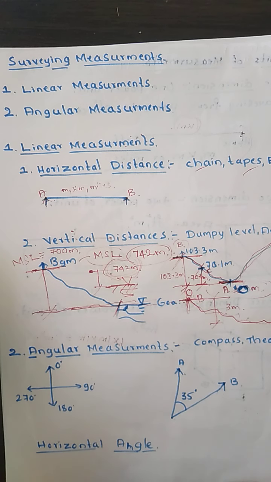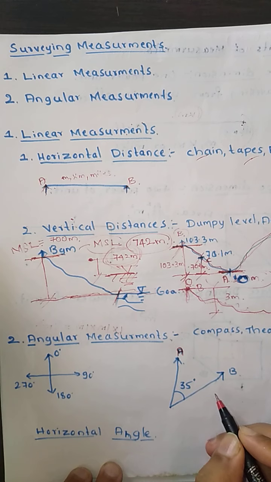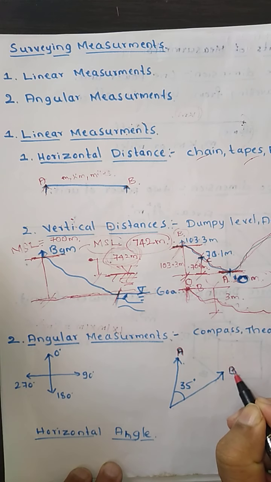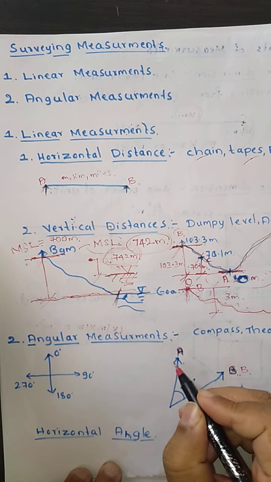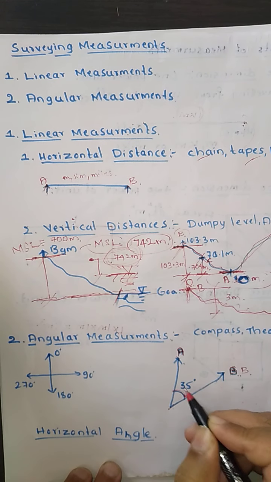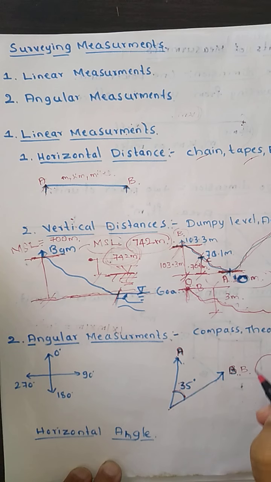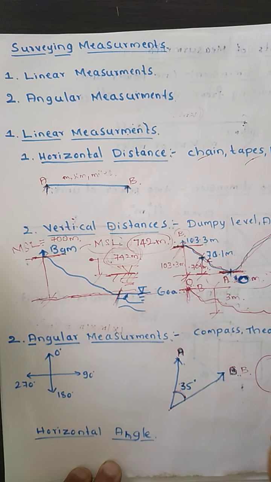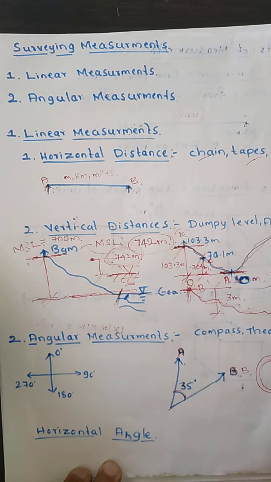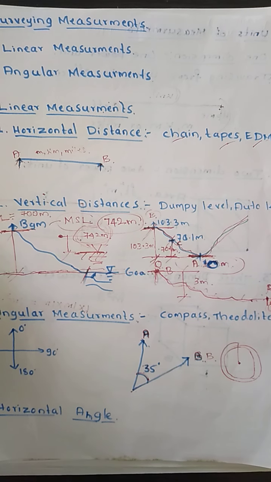Suppose you are standing at a point A, and you want to measure at what angle person B is standing from A. Now if you start to measure, then if you get an angle of 35 degree, that is nothing but an angular measurement. Okay, here you are going to measure it by using a compass. The photo of a compass instrument I will show later.